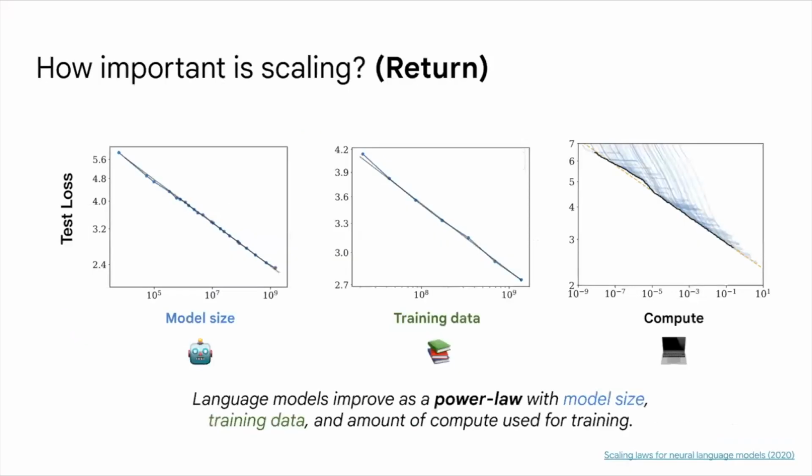So why did we keep scaling language models over the past few years? The reason is that as we scale these models across these axes, we keep getting predictable performance improvements in test loss. So the lower the test loss, the better the performance here on the y-axis. And as we increase model size, training data, or compute on the x-axis for multiple orders of magnitude, we keep getting a better and better performance. And the relationship here is a power law. So as we increase across these axes, the test loss improves in a power law relationship.